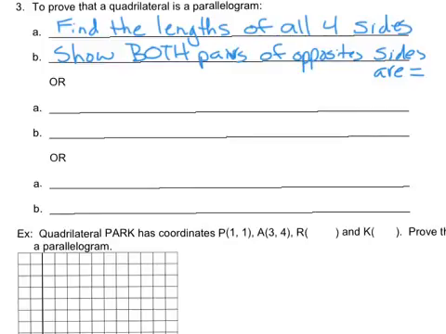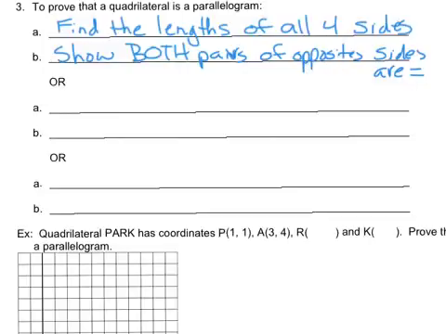Next, we're going to talk about different ways to prove that a quadrilateral is a parallelogram. A parallelogram has both pairs of opposite sides congruent. That's the first way we're going to do this. You can use the distance formula to find the lengths of all 4 sides, and then you would just write a statement showing that both pairs of opposite sides are equal. That's the first way to do this.